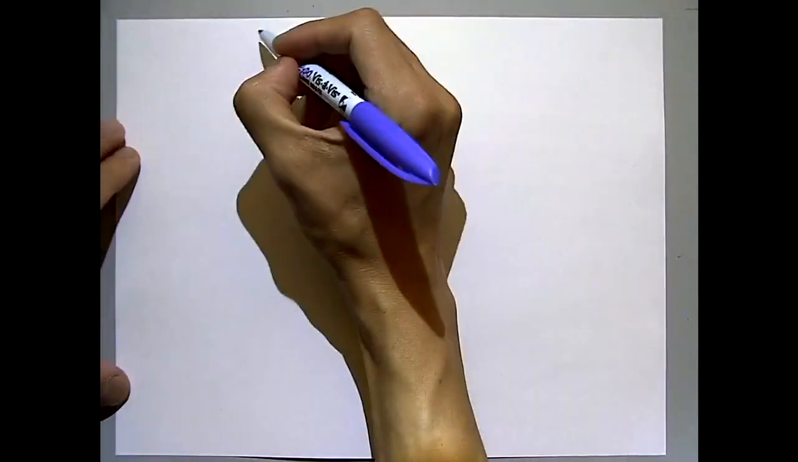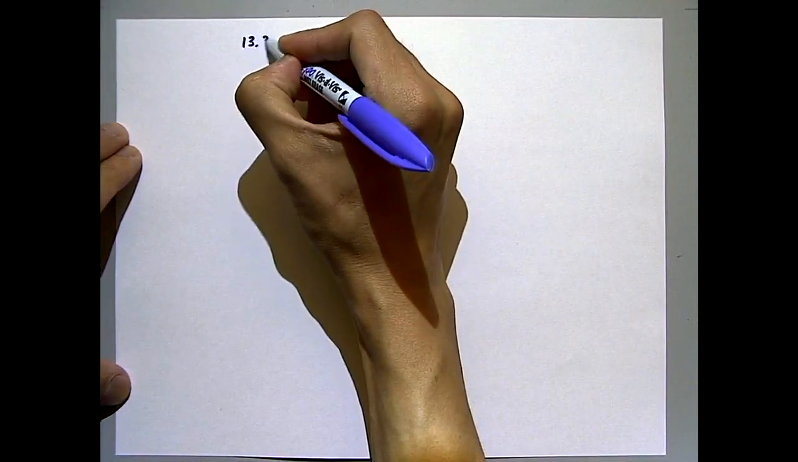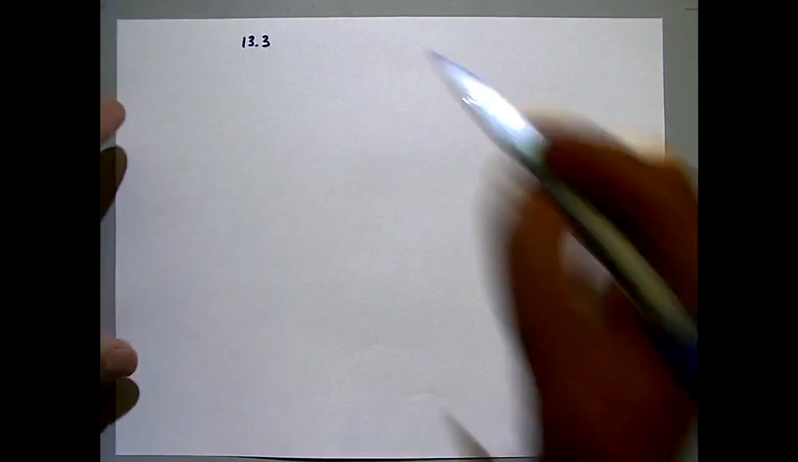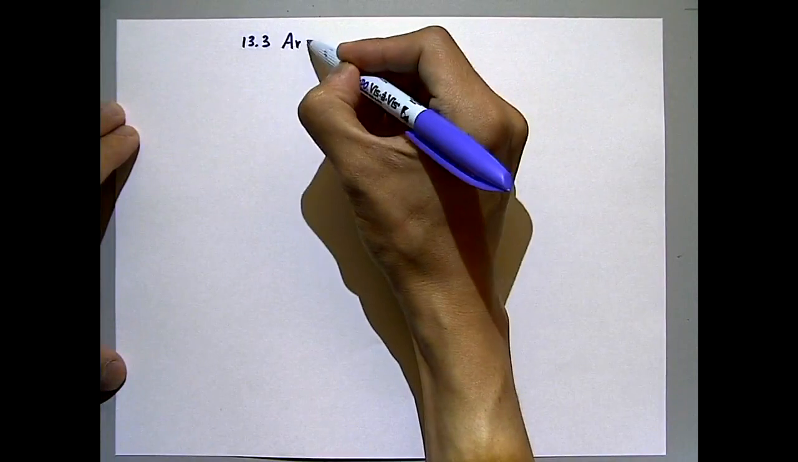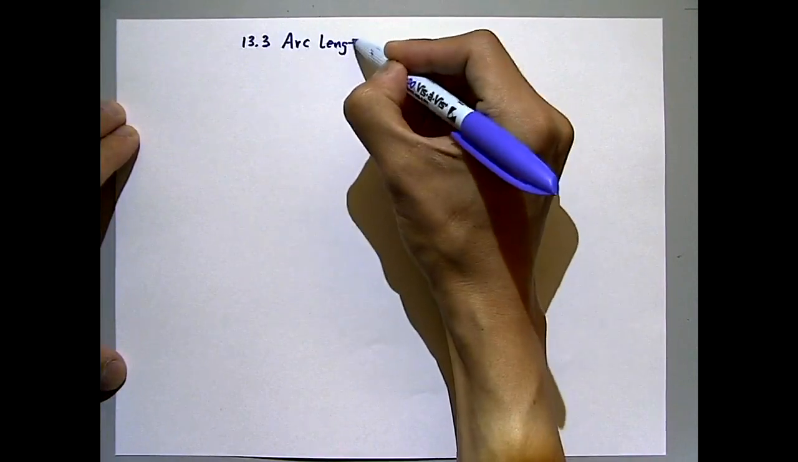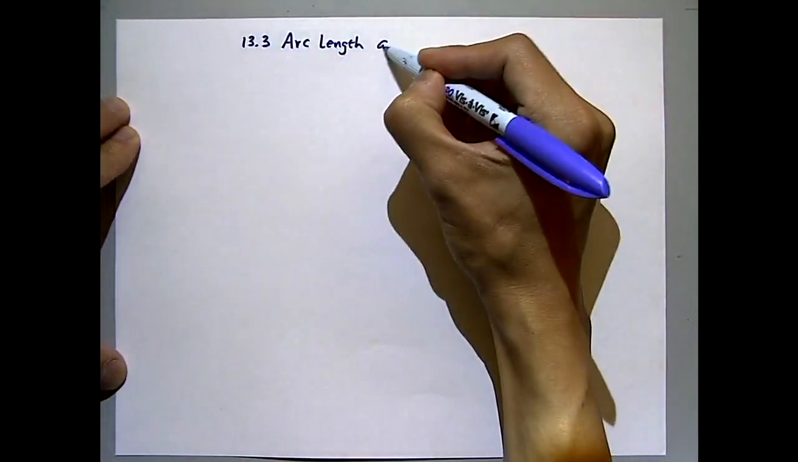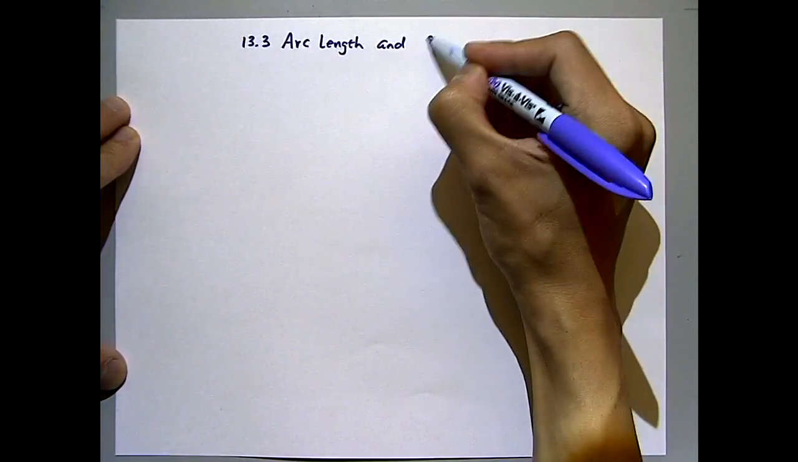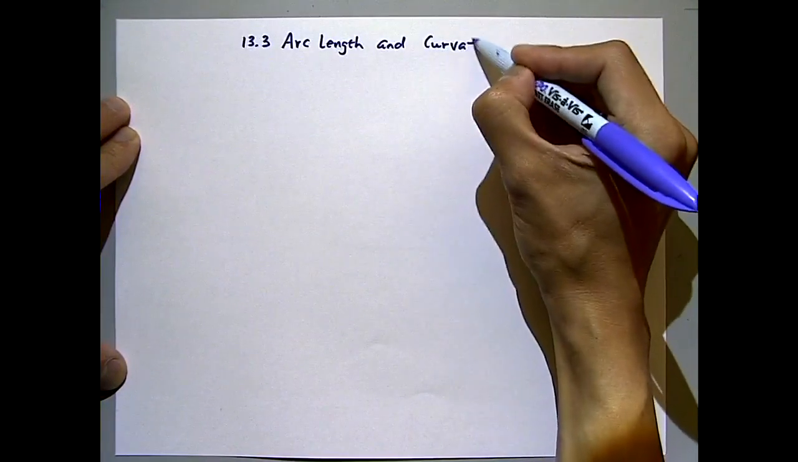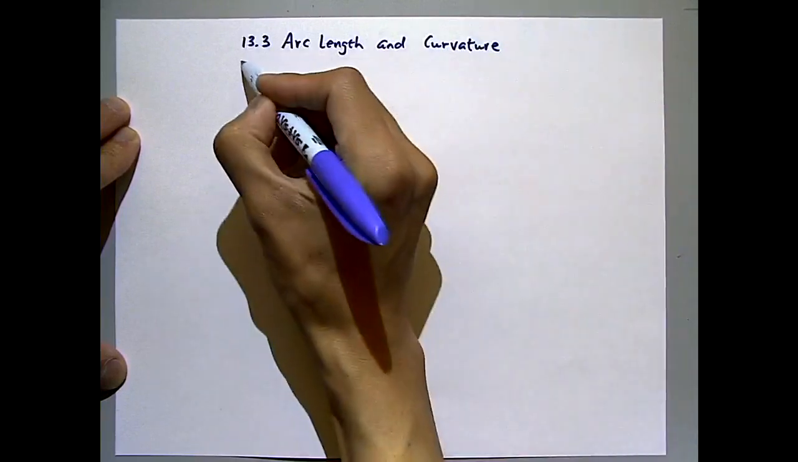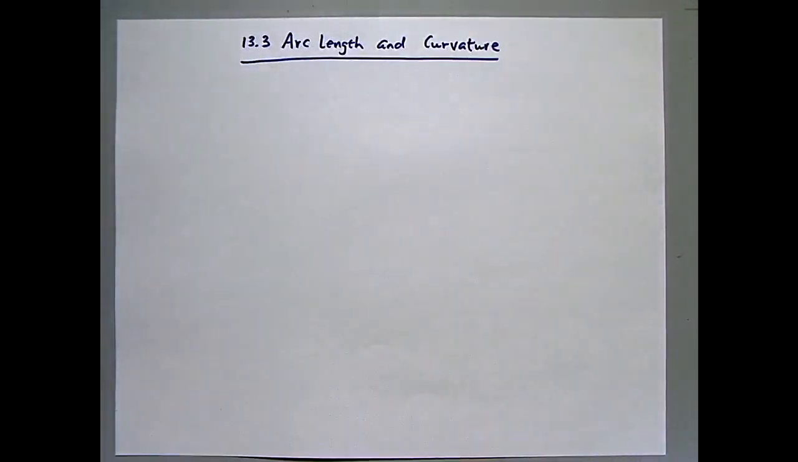So we're going to look at 13.3 today, continuing building on top of the derivative of vector functions. First thing we're going to look at is the arc length of a vector valued function. Then we're going to look at this thing called the curvature. All right, so let's start with the arc length.